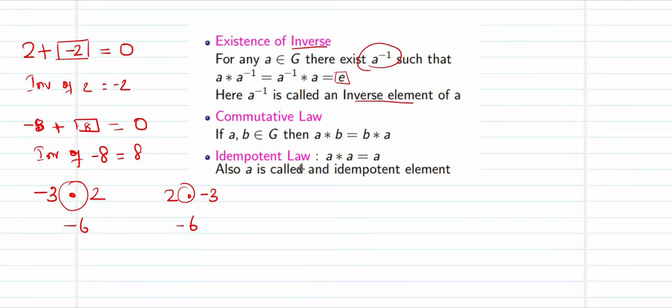Idempotent law. Whenever we have A star A to be A itself, then you call A to be the idempotent element. I know that 0 plus 0 gives me back a 0. And 1 into 1 is giving me back a 1. So what is going to be the idempotent element with respect to addition over here? 0 will be the idempotent element. What will be the element with respect to multiplication? The idempotent element will be the element 1 itself.